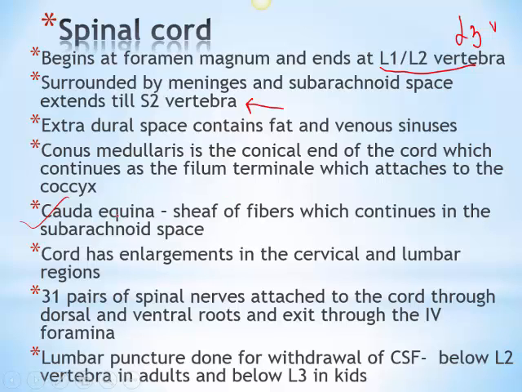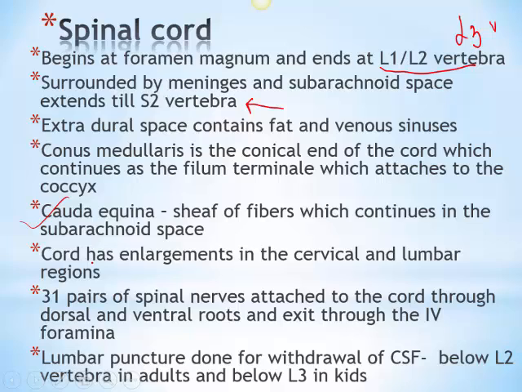And I said also that after the cord ends, you still have lumbar and sacral fibers which have to come out of the intervertebral foramina. So you get a sheaf of nerve fibers called cauda equina. Cauda meaning tail, equina like a horse's tail. So that's why we have cauda equina.